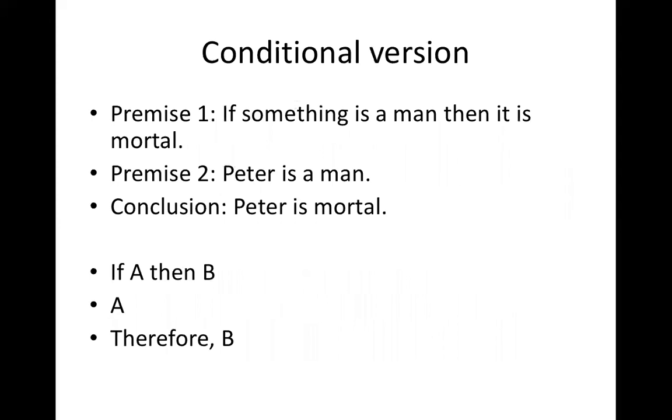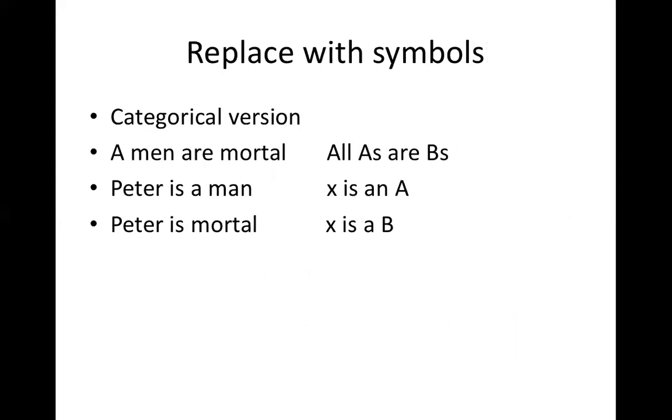Let's go back. You see the symbolization of the argument: All A's are B's, X is an A, X is a B. We're saying that "all A's are B's" is a categorical statement. Normally, the first part, A's, is the antecedent, and the second part, B, is the consequent. If you convert it to a conditional statement, you see it clearly: if A, then B. So the part that starts with "if" is the antecedent.